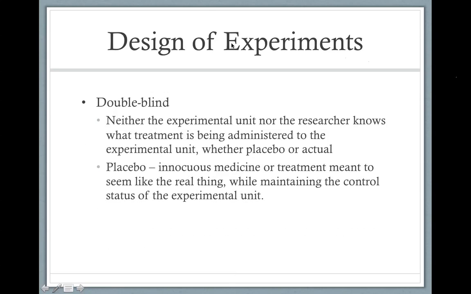Let's talk about several types of experiments. Double blind. This is where neither the experimental unit nor the researcher knows what treatment is being administered to the experimental unit, and whether that treatment is a placebo, which is kind of like a fake treatment, or an actual treatment. A placebo would be like an innocuous medicine or a treatment of some sort that's meant to replicate the real thing, but is not the real thing. It's completely innocuous. So, instead of giving somebody a treatment that is really a medicine that's being experimented with, you might give somebody a sugar pill.